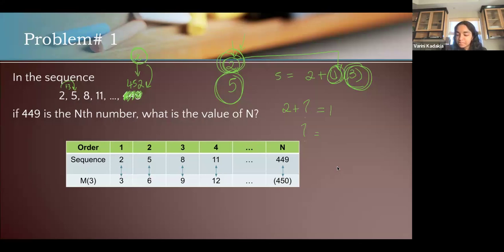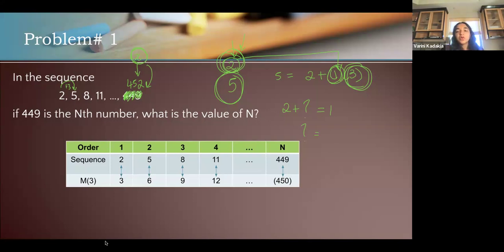Varini, you said 2 plus a question mark equals 1. Mute your mic. I couldn't hear the question. Please, is that by any chance like you can relate this to the number line to get the answer?